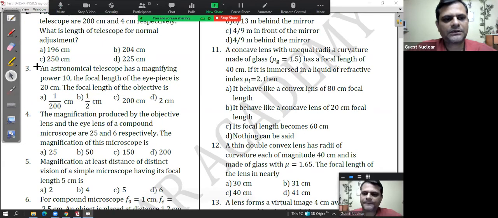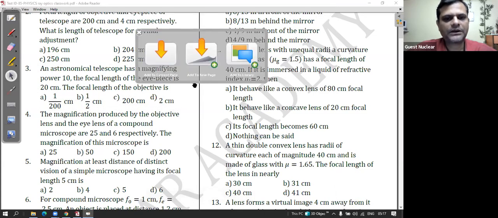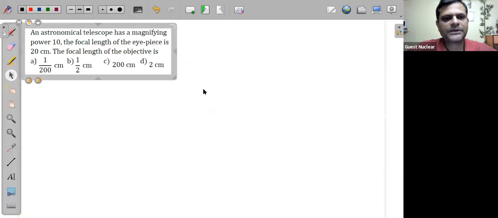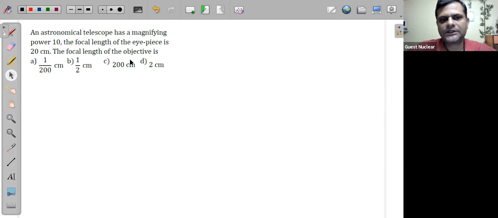An astronomical telescope has a magnifying power of 10. The focal length of eyepiece is 20. Then what is the focal length of objective? Okay, so focal length of eyepiece is given to be 20. That means this 20 given here is going to be FE here. Okay, FE is given to be 20 centimeter. And the focal length of objective is to be found out.